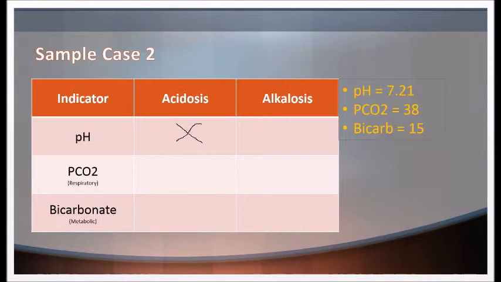Now we look at the PCO2, 38. Does it fall between 35 to 45? It does, right? So it's still in the normal range. So next we look at bicarb. Bicarb, does it fall between 22 to 28? It was 15. It's way lower, right? Because bicarb is low, it falls under acidosis. So from this example, we can say that it is a metabolic acidosis state. Now we have to add our compensation, right? pH, is it normal? It's not.